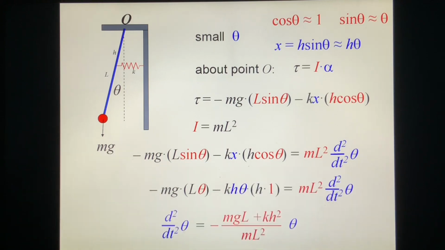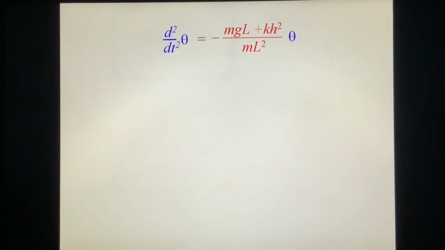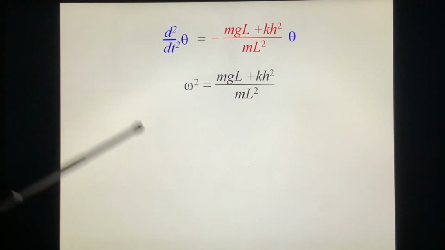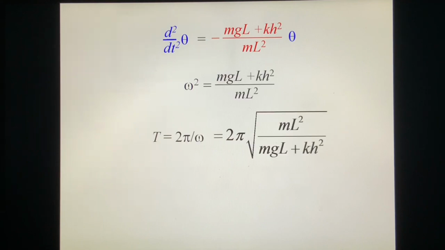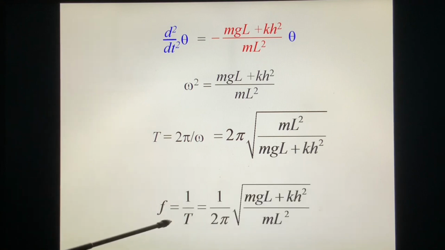And we rewrite it. The second derivative with respect to t of theta equals minus (mgl plus kh squared) over ml squared, times theta. Look at this. The angular acceleration is proportional to the angular displacement with a minus sign and a constant. So this constant equals omega squared. Once we know omega, we know the period T, because omega T equals 2 pi. This is the answer. And the frequency is the reciprocal of the period.